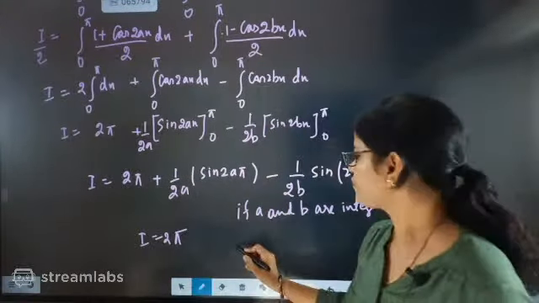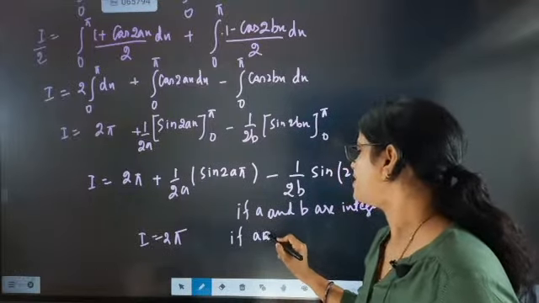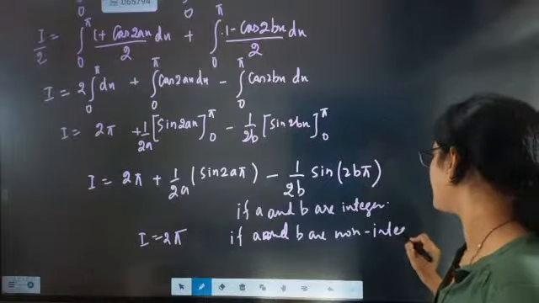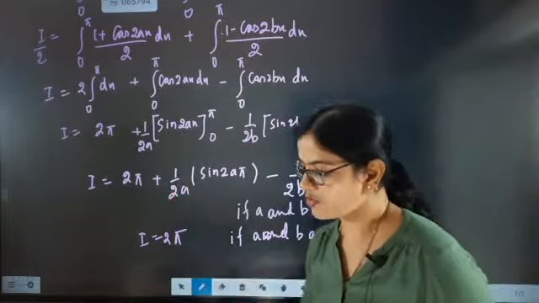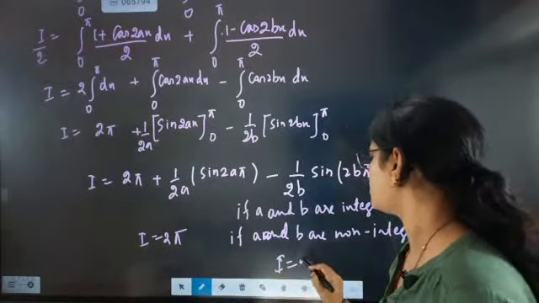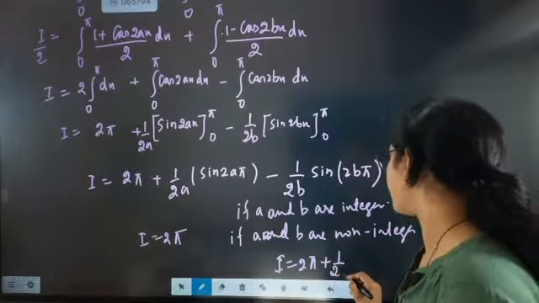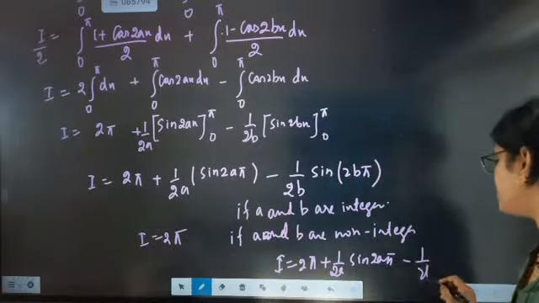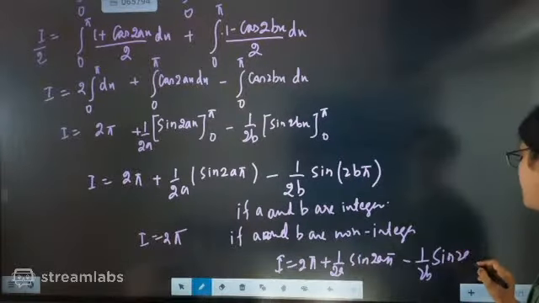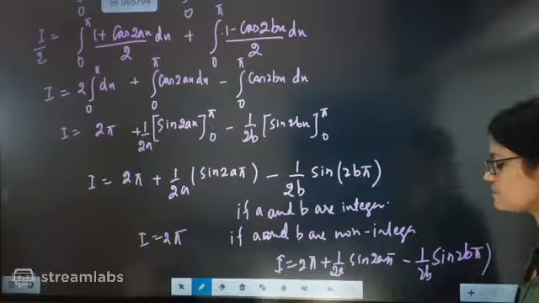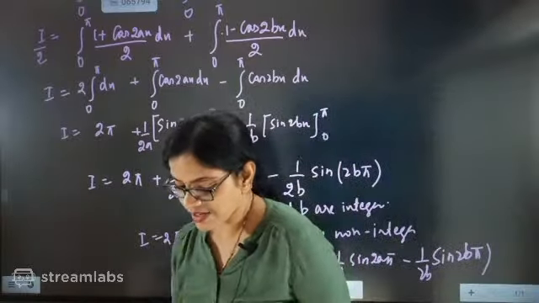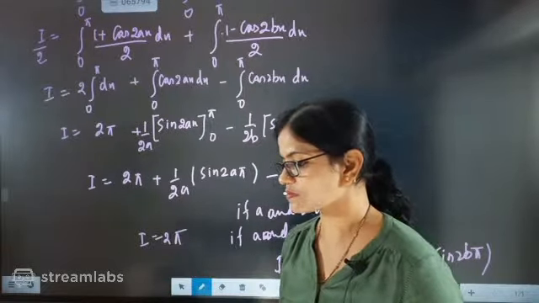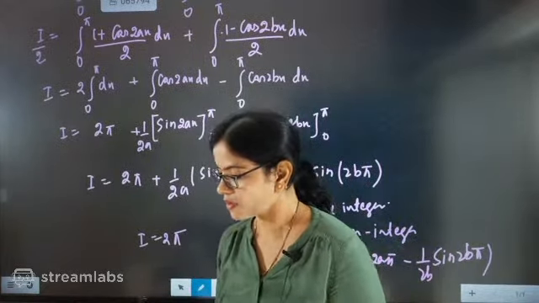Okay. Now if a and b are non-integer, rather than integer it can be anything, then what answer are we going to get? Then we are going to get this answer only. That is 2 pi plus 1 by 2a sine of 2a pi minus 1 by 2b sine of 2b pi. Okay, like this only you have to solve.